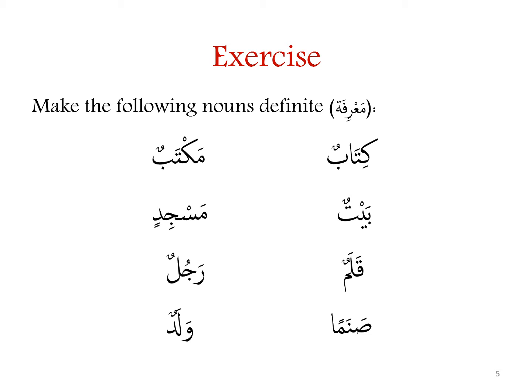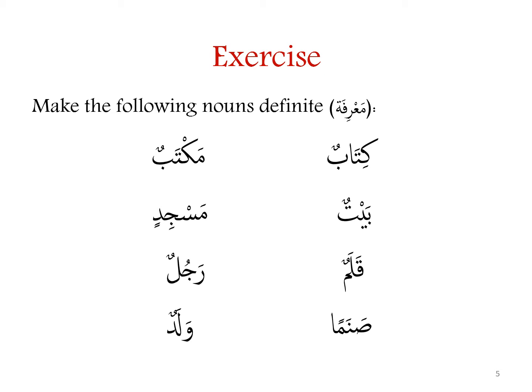So a couple of things to keep in mind here. First of all, how do we know that all these words are nouns and not from the other two categories, the fi'l or verb category or the harf particle category? Well, first of all, we can see that they're carrying tanweens.